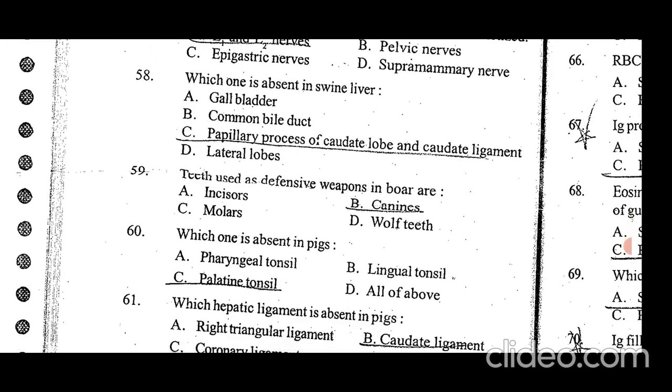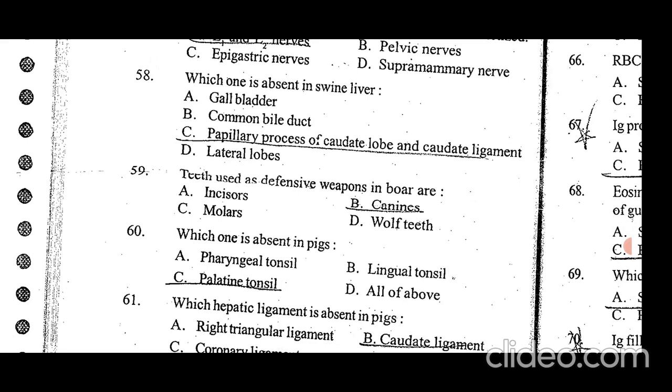Which one is absent in swine liver? The liver of pigs does not have a papillary process of caudate lobe and caudate ligament. Swine liver has a caudate lobe, but it does not have the papillary process of the caudate lobe, and it does not have a caudate ligament. Papillary process of caudate lobe and caudate ligament are absent in the liver of swine.